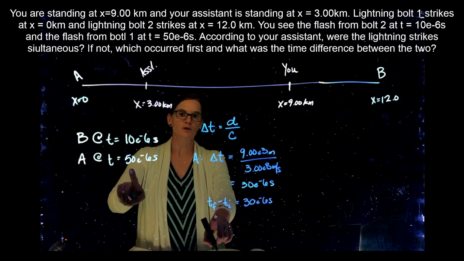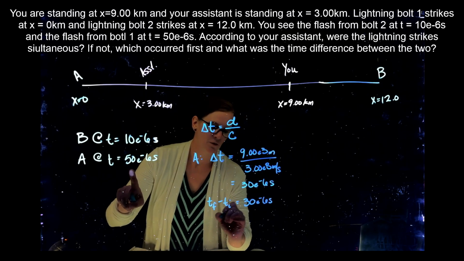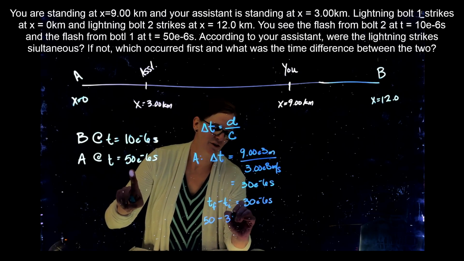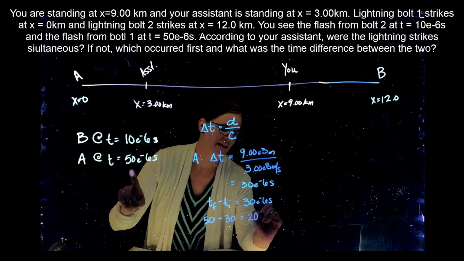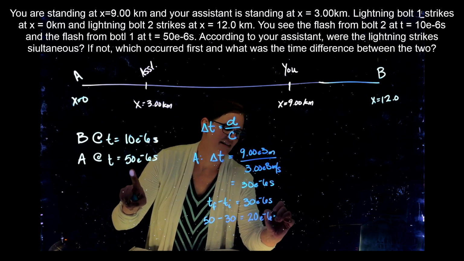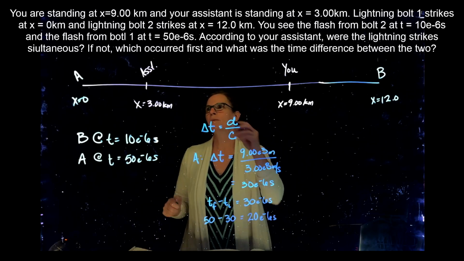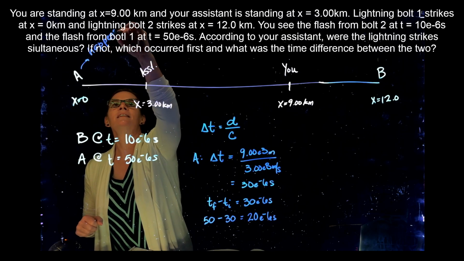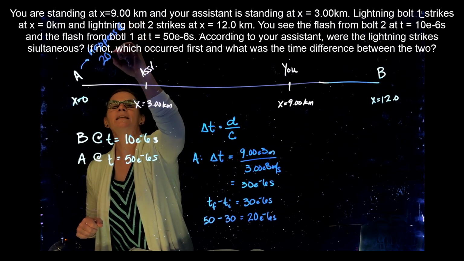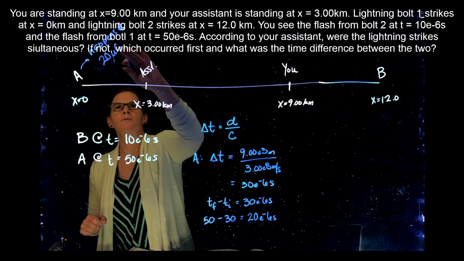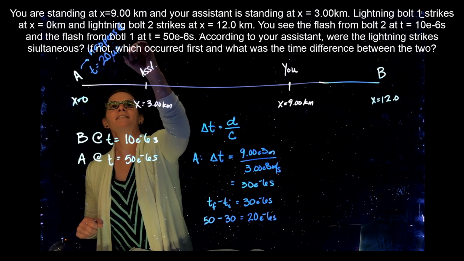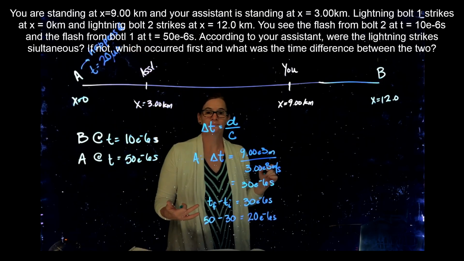Well, we know it gets to you at 50. So T initial is going to be 50 minus 30, or 20 times 10 to the minus 6 seconds. So lightning bolt A happens at 20 microseconds. Oops, that says microcoulombs. At T equals 20 microseconds. That's when it happens.